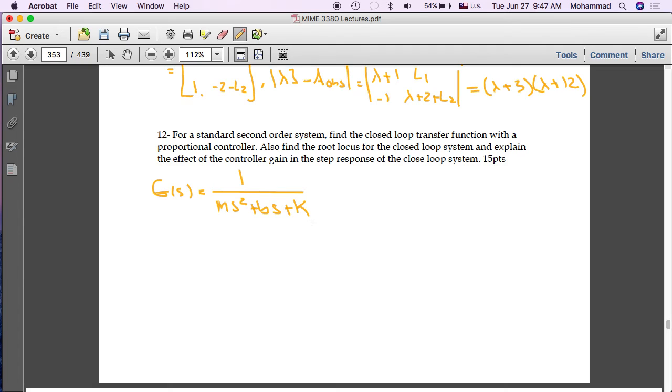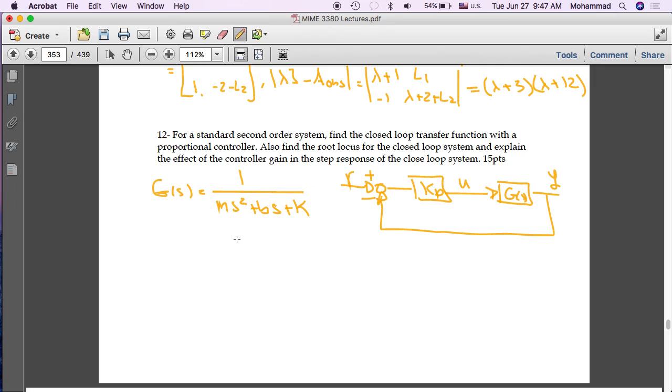Now, a proportional controller means you have G(s), you feed back the output and only the output, and you send it to this proportional gain, which then defines the input of the system. That's a proportional controller, otherwise known as output feedback.